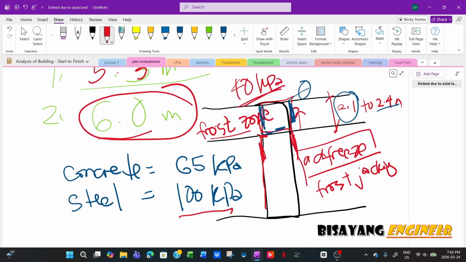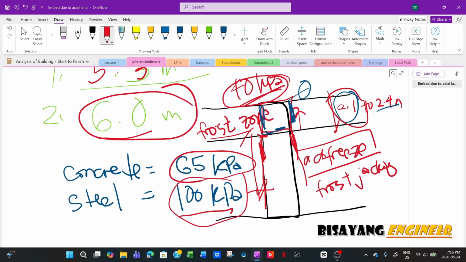Now, all you have to do is, by ratio and proportion, you can say 200 times, say, 2.1, and then 40 times whatever is the H. And this force is the ultimate. So that means your skin friction here will be the ultimate. You don't apply any geotechnical resistance factor, or use a factor of safety, just use the ultimate skin friction.